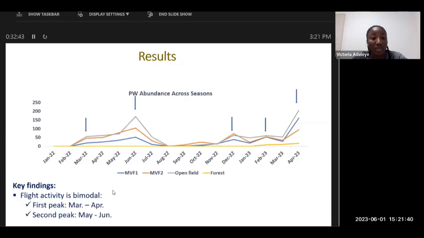But I was able to make a graph of what I have so far. From last year, we could see that the flight activity was bimodal. We had a peak between February and March 2022, and another peak between May and June. And we are observing a similar pattern this 2023. Before I left, I had a peak here.